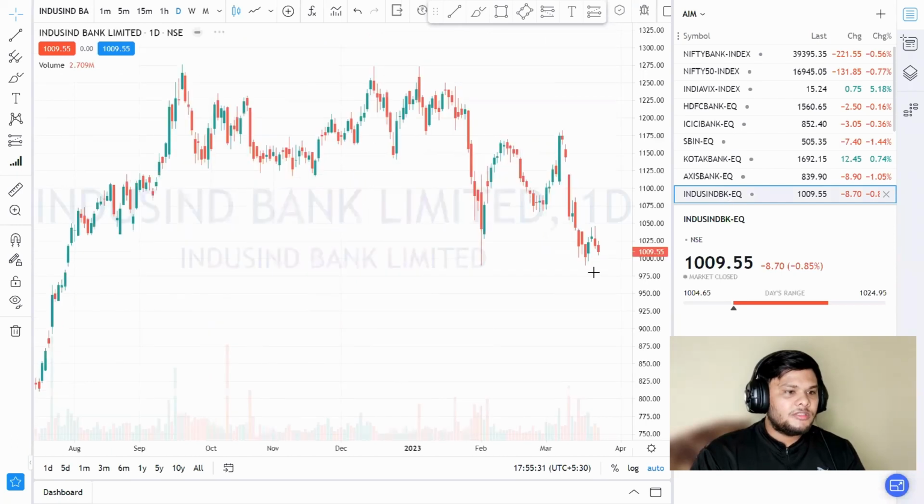Now let's look into IndusInd Bank. In IndusInd Bank, it also made a kind of negative candle here. If it once again tries to close below the 1000 level next week, then you can expect some selling pressure here, and the target will be around 950 to 925.